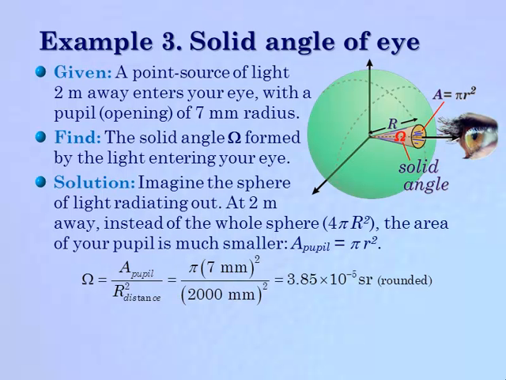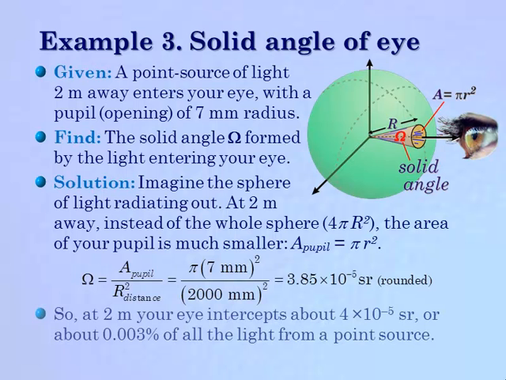And the calculation is 3.85 times 10 to the minus 5 steradians. So your eye intercepts about 4 times 10 to the negative 5 steradians. So that's not a lot. That's only about 0.003% of all of the 4 pi steradians that are out there. So you can see that not very much of that light is actually entering your eye.